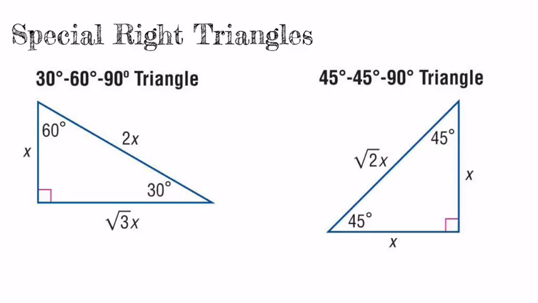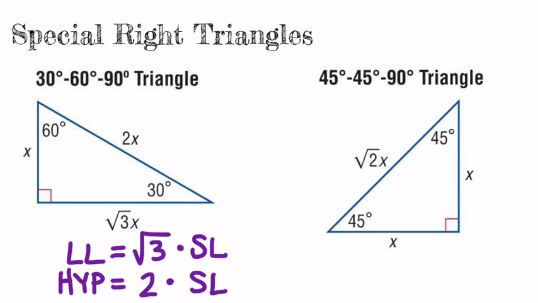And you may not have seen this picture with the x's representing the sides, but you learned some of the rules for these triangles. So you learned that in a 30-60-90, the longer leg is always the square root of 3 times the short leg, and the hypotenuse is always 2 times the short leg. In a 45-45-90, the two legs are congruent, and the hypotenuse is always the square root of 2 times the leg.